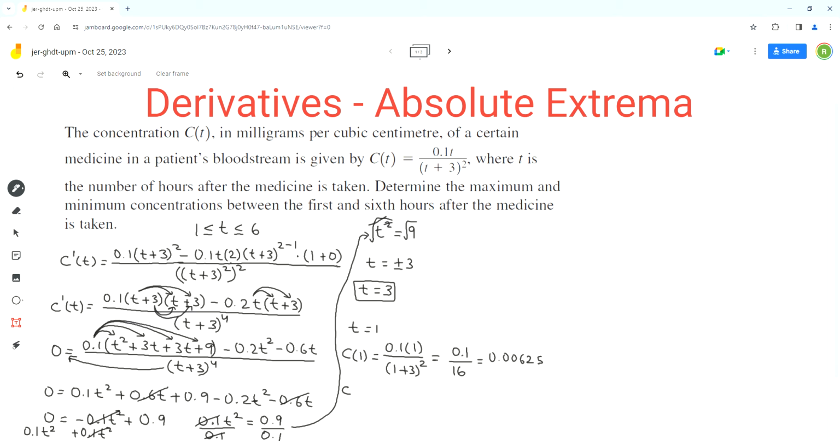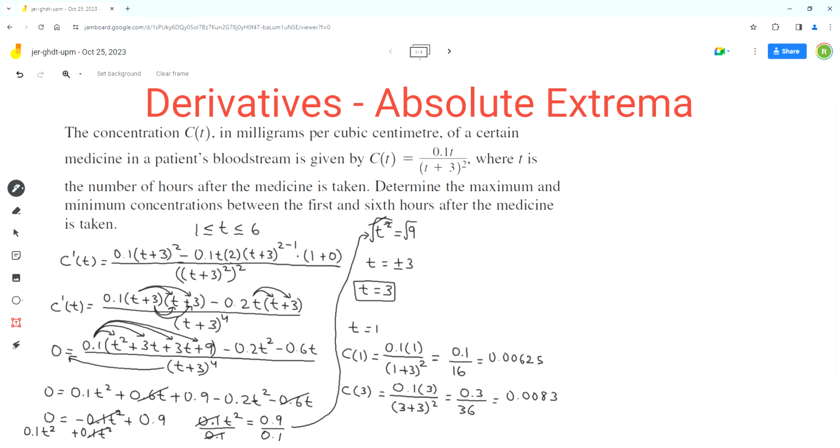Now we'll find the concentration value at 3. So we'll sub in t as 3 in the given concentration function. So 0.1 times 3 over 3 plus 3 squared, which is equal to 0.3 over 3 plus 3, which is 6, and 6 squared is 36. So 0.3 over 36 is equal to 0.0083.